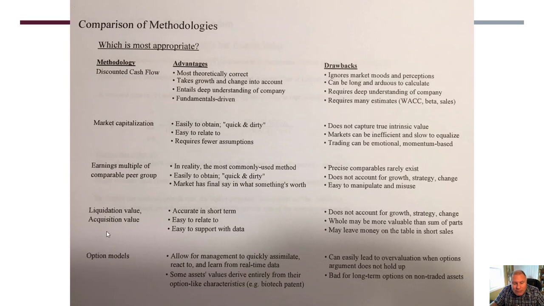Liquidation value is accurate in the short term and easy to relate to. But it doesn't take into account growth. The whole may be more valuable than the parts. You may leave money on the table. Option models, which we're not going to get into, are there. They're very interesting in publicly held companies when we can value companies based on prices of options, but it's a market-driven thing as opposed to one based on the growth and the strategy that the discounted cash flow model does.